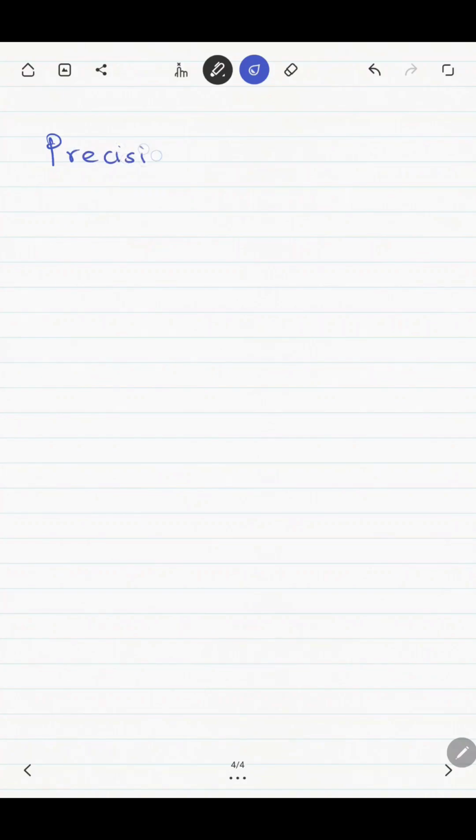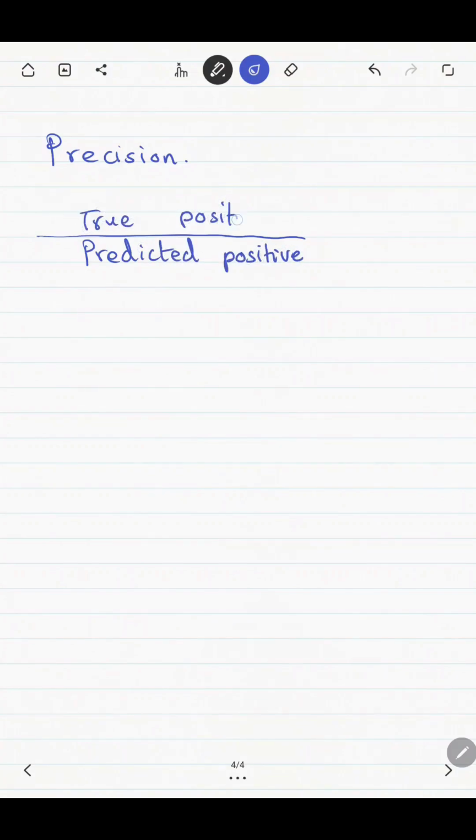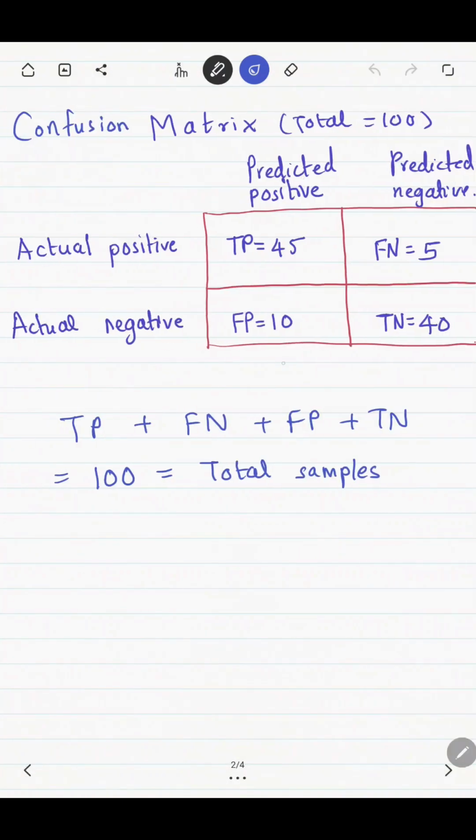Precision tells you out of all the cases that the model predicted as positive, how many were actually positive. So it is true positives upon true positives plus false positives. Okay. So in this case, it is 45 upon 45 plus 10, that is 45 upon 55. We can also remember this as you take the sum of the column predicted positive. In my confusion matrix, it's the column predicted positive. So out of all of the people who were predicted positive, how many were true positives?